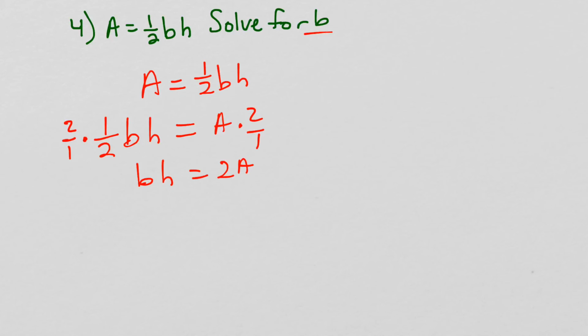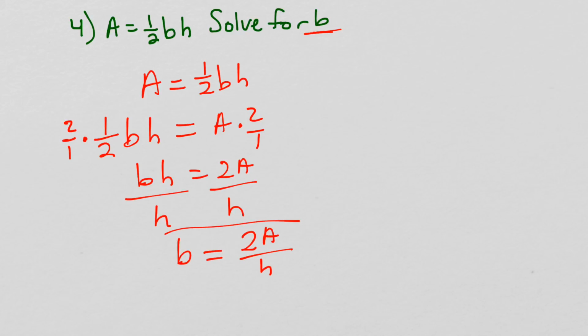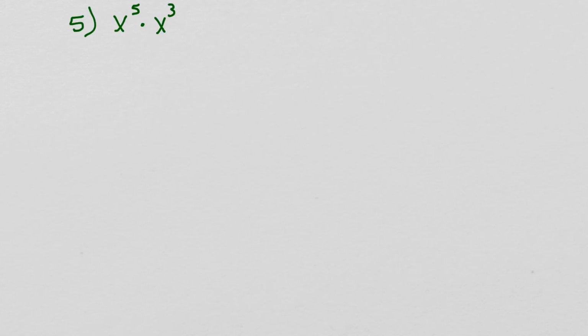Now I need to solve for b. So what math operation are the b and the h doing? They're multiplying. The opposite of multiplying is dividing. I'm going to divide both sides by h, and that's going to give me b is equal to 2A divided by h. Now I'm going to multiply.